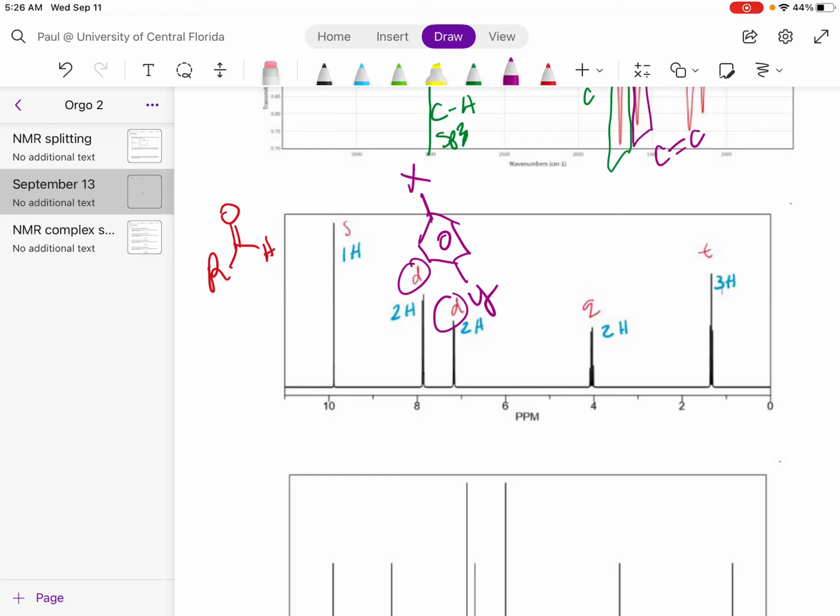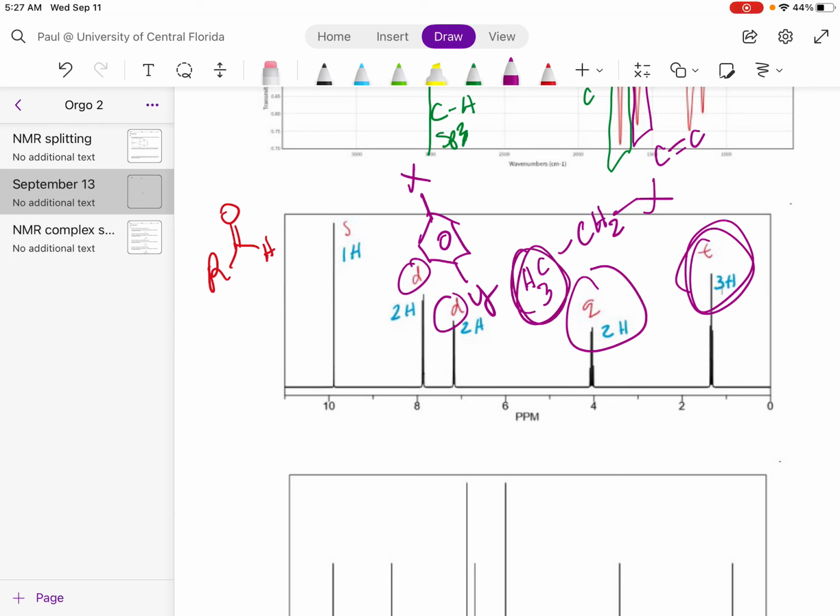Okay, and then when I look at that signal right there, that integrates for 2, so that means I have a methylene that's attached to something that's going to give me a quartet. So that would mean it would have to be attached to a methyl, and I don't know what it's attached to on that side. And then that signal right there integrates for 3 and is a triplet. That methyl group's adjacent to a methylene, which would give me a triplet. So I'm thinking those are my pieces.